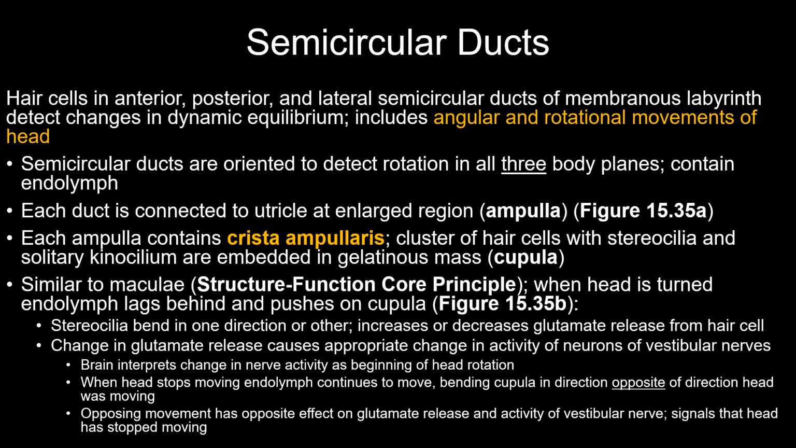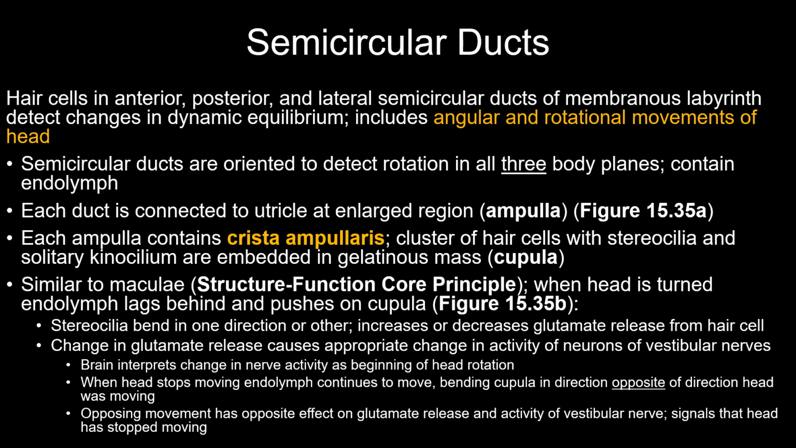Now there is a different type of dynamic equilibrium, and this is rotational equilibrium. This is what's allowing you to maintain your balance during rotational movements like turning your head or spinning in a chair. These movements are detected by hair cells located in the anterior, posterior, and lateral semicircular ducts of the membranous labyrinth. If you remember, we've talked about the cochlea and the vestibule. Now we're talking about those semicircular canals and the semicircular ducts within them.